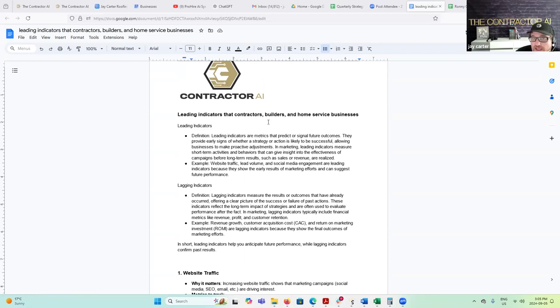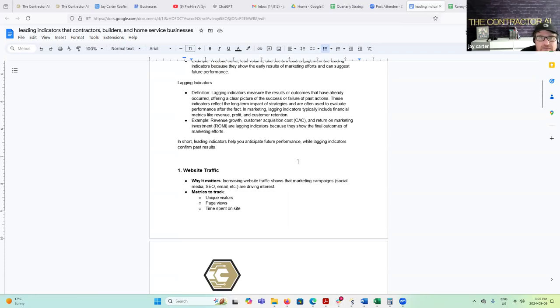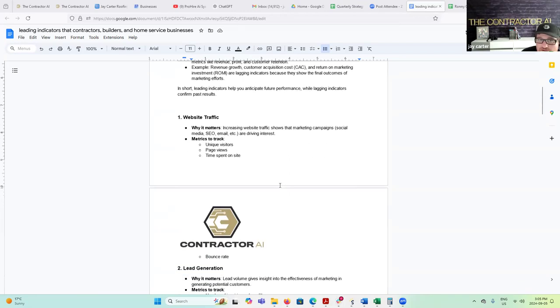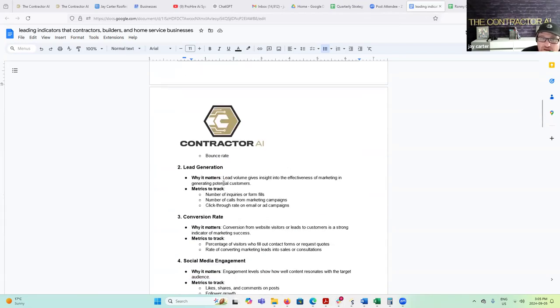So when we're using a leading indicator, that can be like website traffic. We can immediately see, if we do this certain thing, the website traffic has picked up. We have more unique visitors. We have more page visits. We can immediately see our lead generation. We generated six leads. Okay. So those are relatively easy to track, all right, as well as conversion rates and stuff like that.